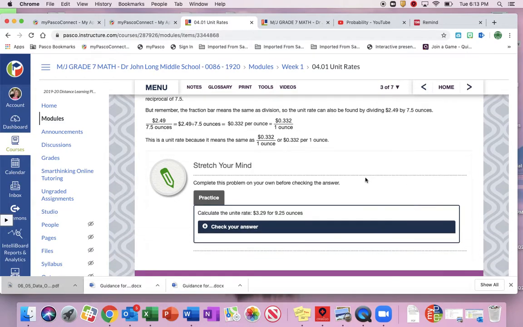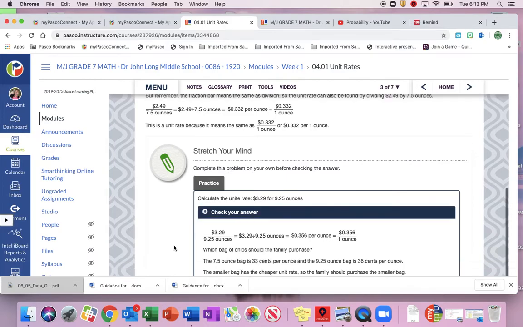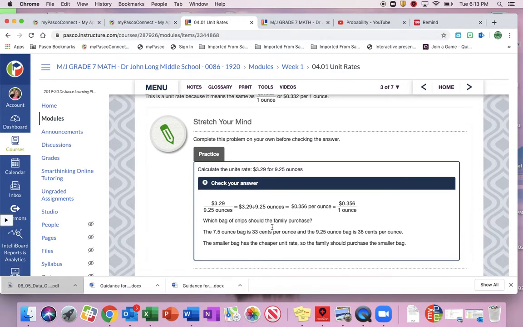So now you've got some stretch your mind practice, and it wants you to complete the problem on your own, meaning get out your pencil and your paper for math, guys, and write down the problem. Try to work it out. Put it into your calculator and see what you get, and you can calculate it and then check your answer. This is the work that is shown. You basically are putting this into the calculator, again the price divided by the quantity or the amount. Which bag of chips should the family purchase?